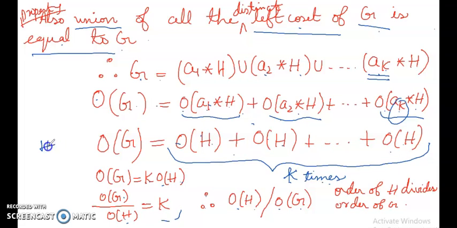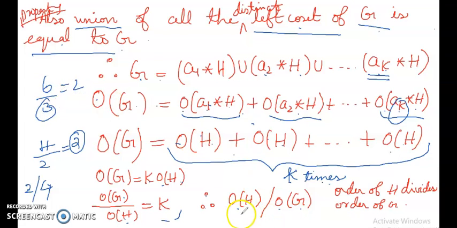If you divide, 4 by 2 is 2, right? We say 2 divides 4 because the answer is 2 here. 6 by 3 is 2, so 3 divides 6. Similarly, order of H divides order of G. So this is the proof here. Hence we have proved that the order of the subgroup divides the order of the group.